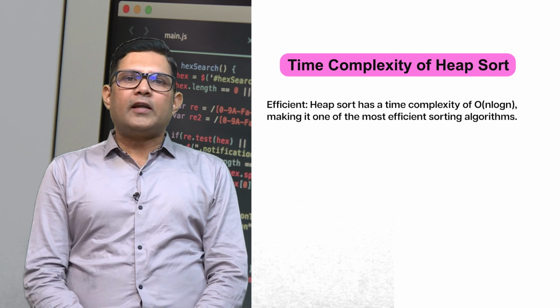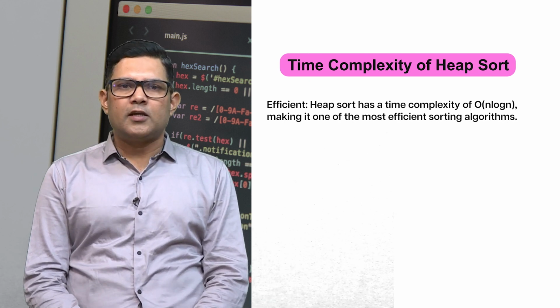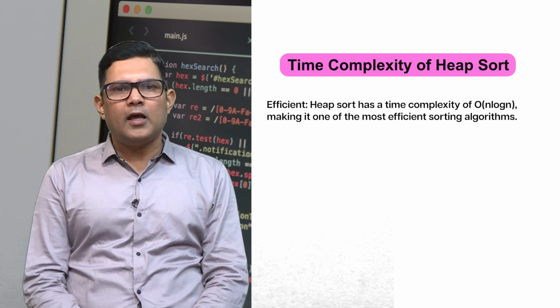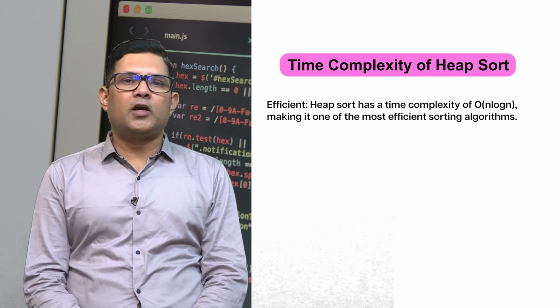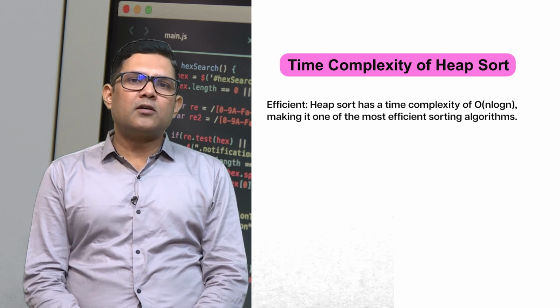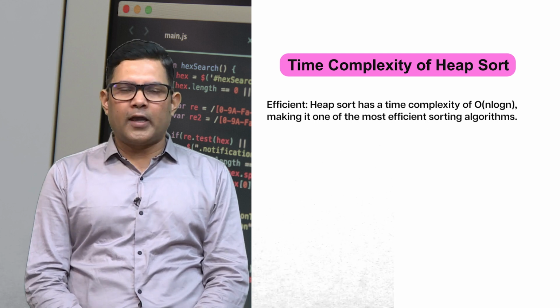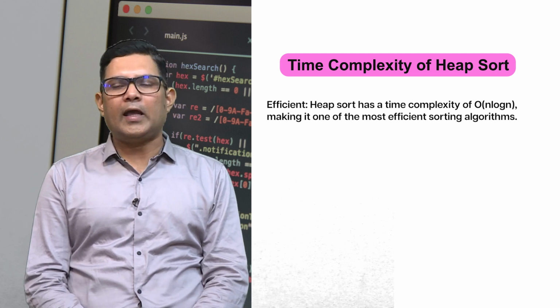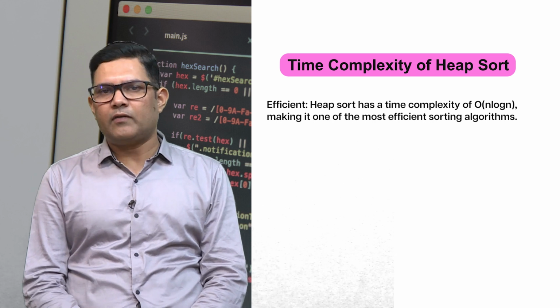So now, advantages of heap sort. First advantage is efficiency. Heap sort has a time complexity of O(n log n), making it one of the most efficient sorting algorithms, because we know that merge sort and quick sort best case time complexity is also O(n log n). Merge sort has the time complexity of O(n log n) in all the three cases, best case, worst case and average case.